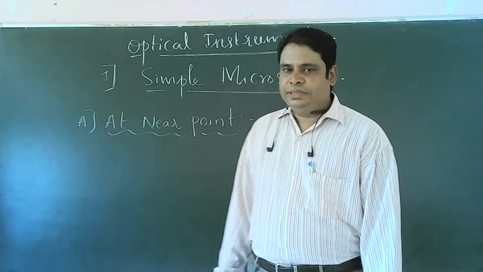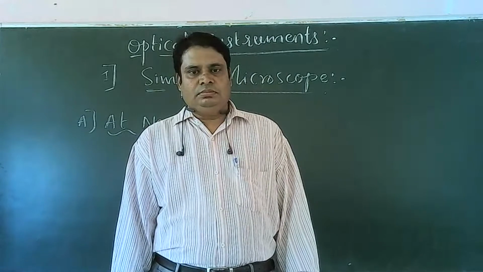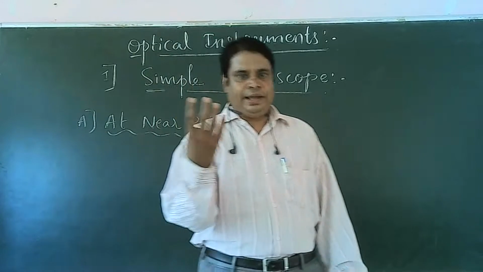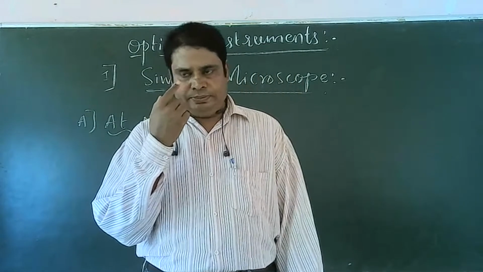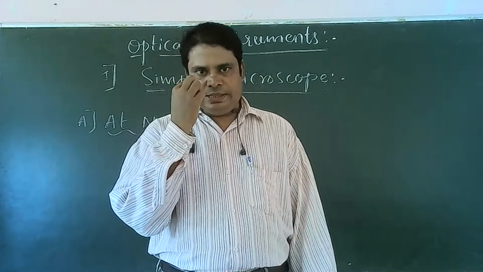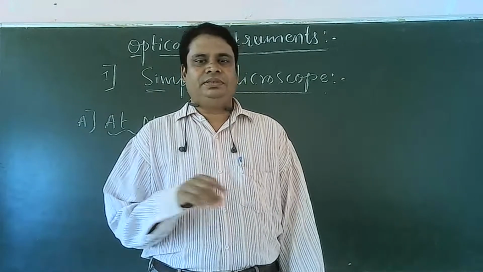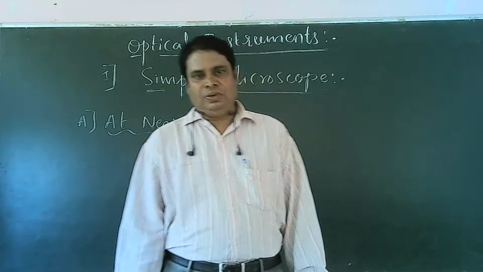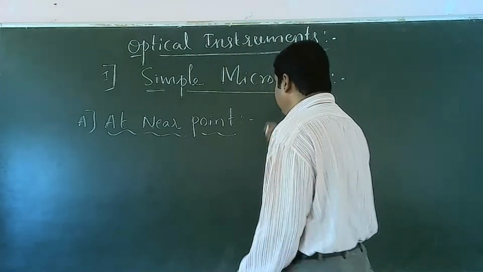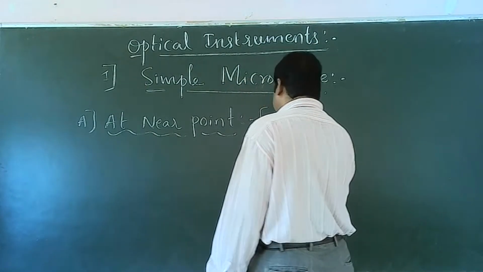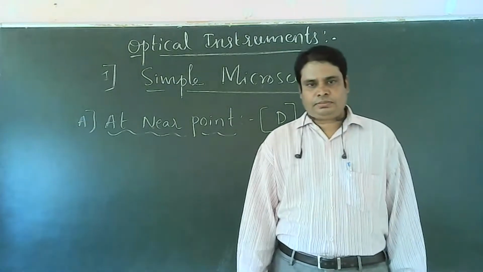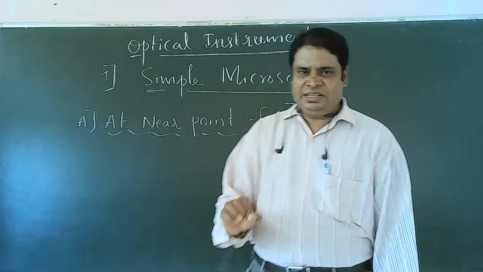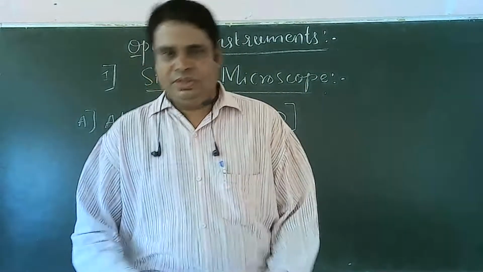As we discussed yesterday, near point is the shortest distance from which a ray of light enters through our eye lens and produces an image on the retina. For normal view, it's around 25 centimeter. We represent this near point as capital D. Sometimes it's also called least distance of distinct vision.